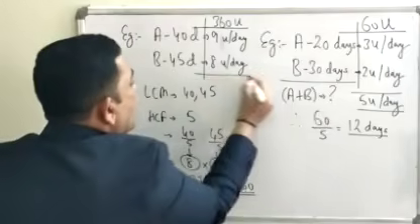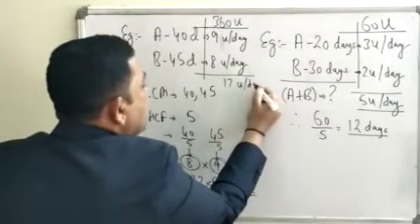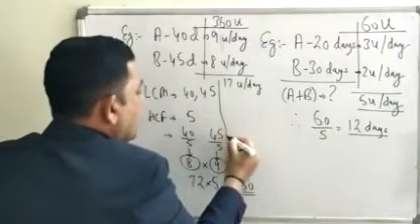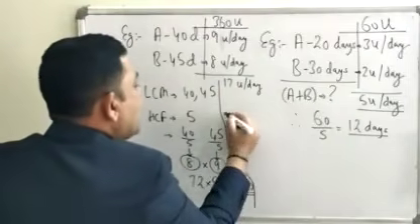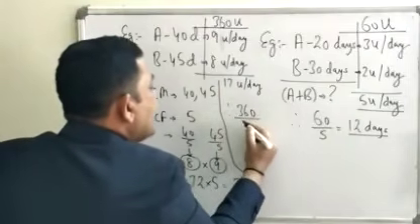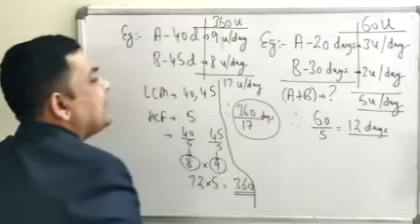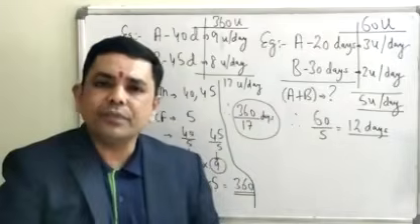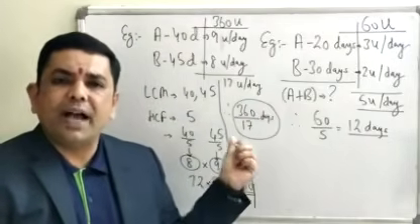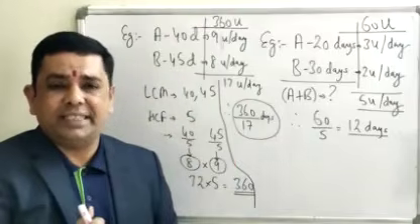Both of them put together will be able to do 17 units per day, and therefore 360 units will be completed in 360 by 17 days. Obviously, this is going to be the answer to the second example.